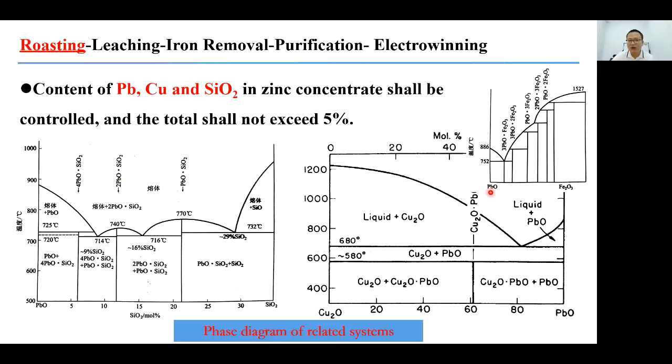So if there is a lot of lead, copper, or silica in the concentrate, the roasting process cannot be carried out, because all those particles will be covered with this liquid phase. The transportation of oxygen into the particle and the transfer of sulfur dioxide to the ambient atmosphere will be hindered by the liquid layer. So the amount of these three impurity elements should not exceed 5%. This should also be emphasized.